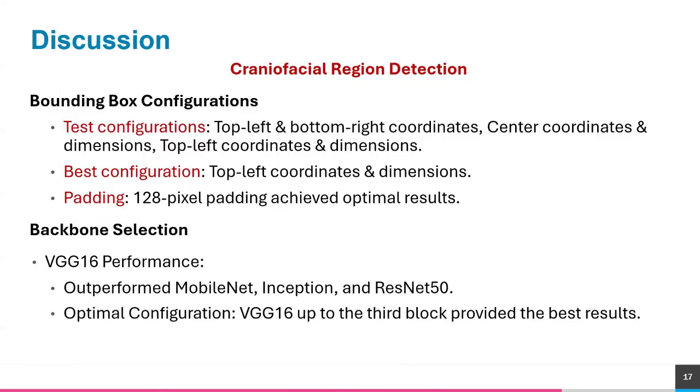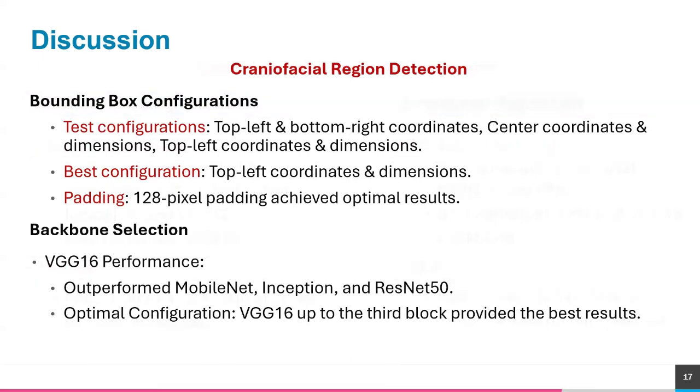Moving towards the discussion, we performed various ablation studies to reach our optimal method. For craniofacial region detection, we tested different bounding box configurations and found predicting the top left corner coordinates with height and width of the bounding box achieved optimal results. Also, 128 pixel padding achieved the highest IOU. Secondly, various backbones were also tested, and it was found that any backbone more complex than VGG16 quickly overfits. Among the various convolution blocks of VGG16, using the first three convolution blocks achieves the best performance.